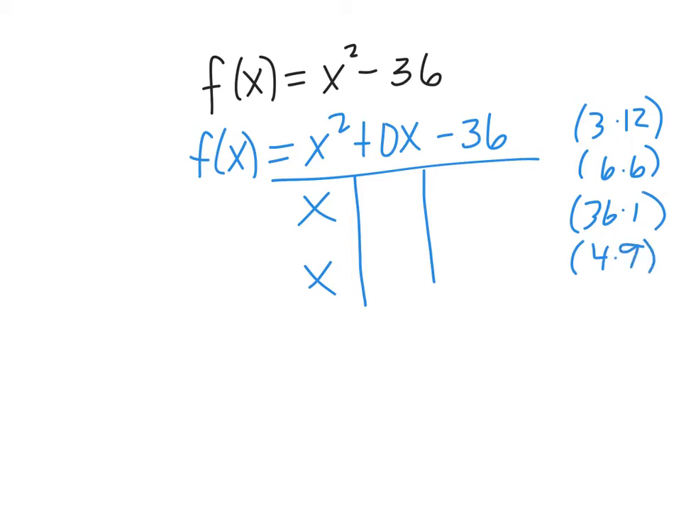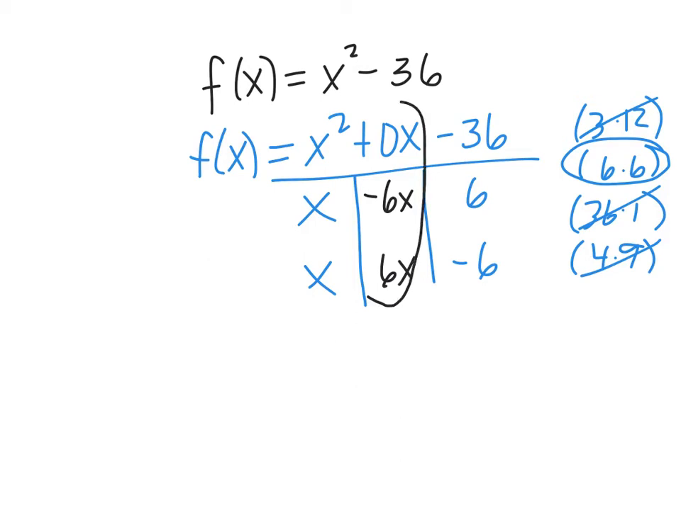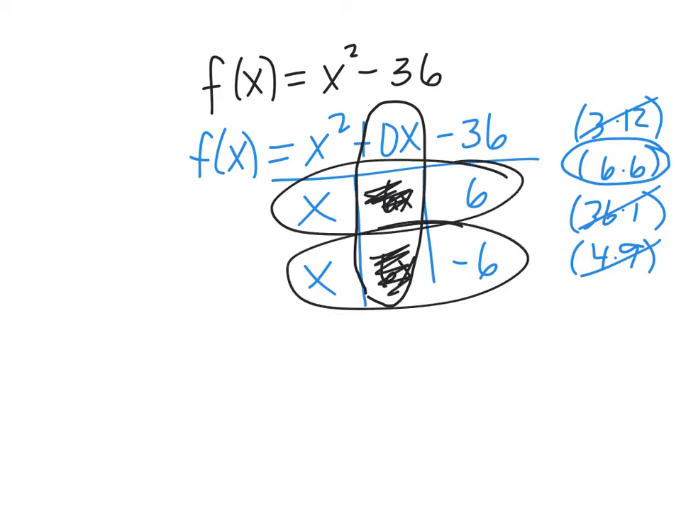And I'm always going to choose, when I'm missing the 0 in the middle, the one that's identical numbers, where one of them is positive and one of them is negative. Because that's the only way that when I cross multiply, negative 6 times x gives me negative 6x, and 6 times x gives me positive 6x. When they're opposite and identical, they cancel to 0. So my solution, or my factors, are x positive 6, x negative 6.